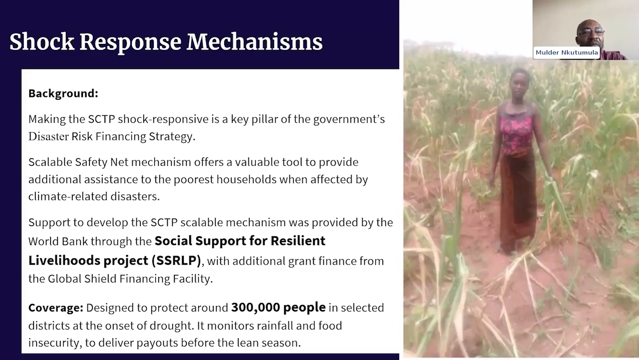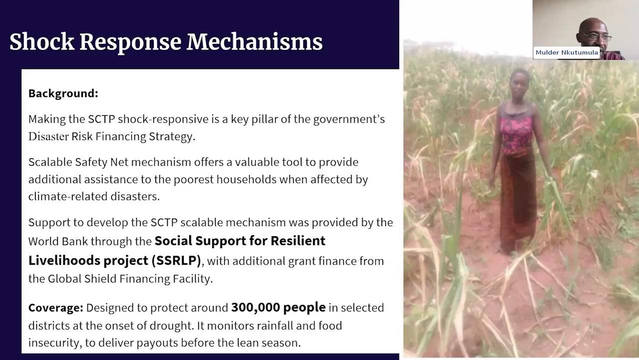So the shock response in Malawi, basically, we are looking at what we call the scalable safety nets. This is an instrument that we use to reach out to the communities before the disaster or the shock. In most cases, we are able to predict that there will be a flood in this area by using the early warning systems. There will be a flood, there will be drought in this area, which means there will be food insecurity in those districts or in those areas.